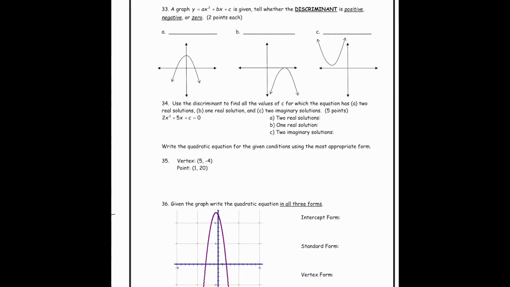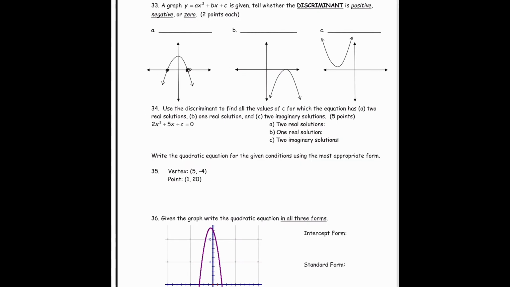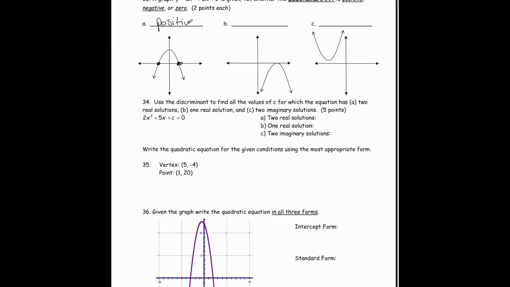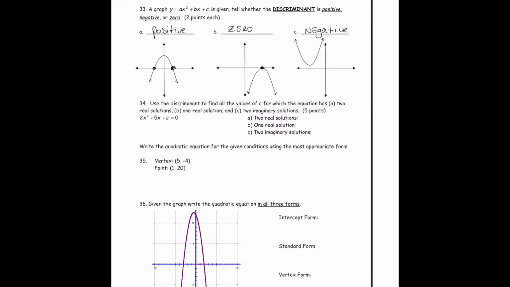Okay, 33 is basically the same question, but it is a picture. So A, crosses the x-axis twice. So this has two real roots. That's what this means. So the discriminant here would be positive. B, it touches the x-axis at one spot, so there's one real root, so we know it's going to be 0. And here, C, it doesn't cross the x-axis at all. It's above it. So we know here the discriminant must be negative. Right, this is just applying the same idea we used in 32 about the discriminant. Two roots, one root, and no real roots.